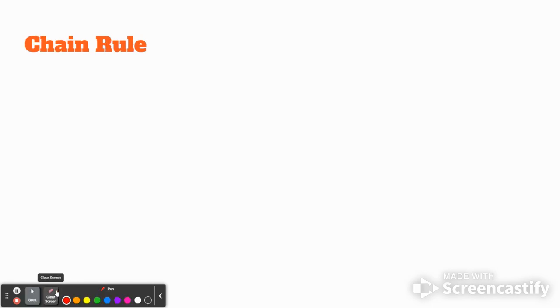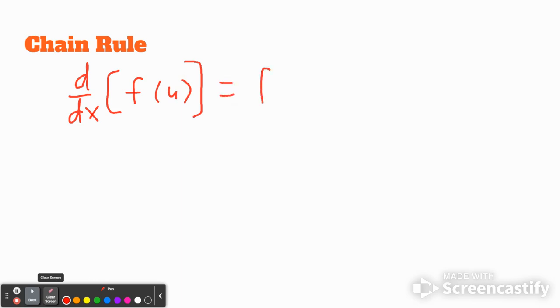Next up is the chain rule, which basically says if we have a function that is composed of another function of x, so it can be represented like this, f of u, where u is a function of x and f is a function of u, the derivative would take the form of f prime of u times u prime.